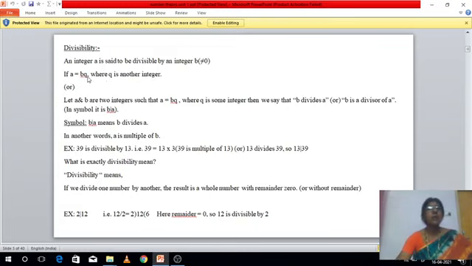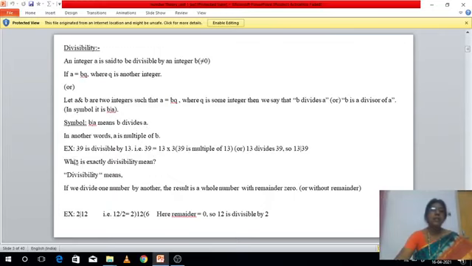So if a is equal to bq, a is equal to b into some integer, then we say a is divisible by b, or it can also be told as b divides a. Symbolically we write it as b divides a. If b divides a, it means a is equal to bq. A is equal to b into some value, then we say b divides a, or a is divisible by b. In other words, a is a multiple of b.